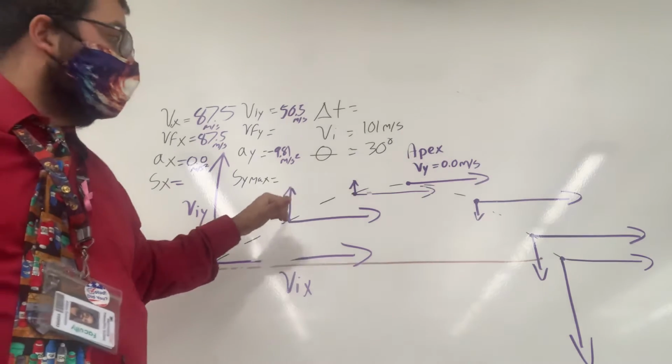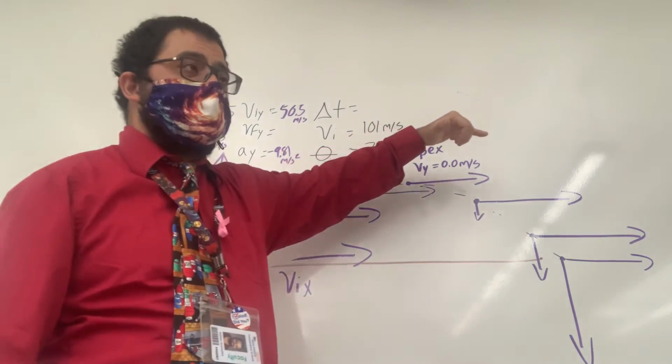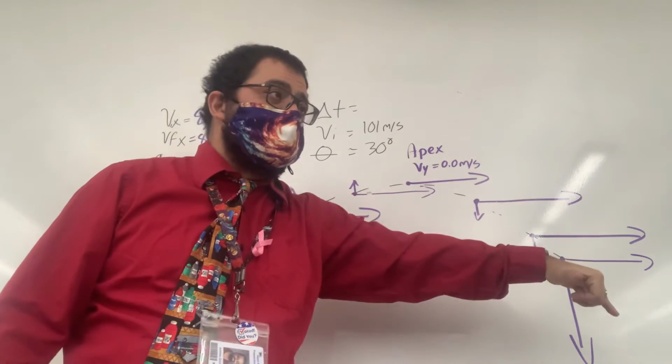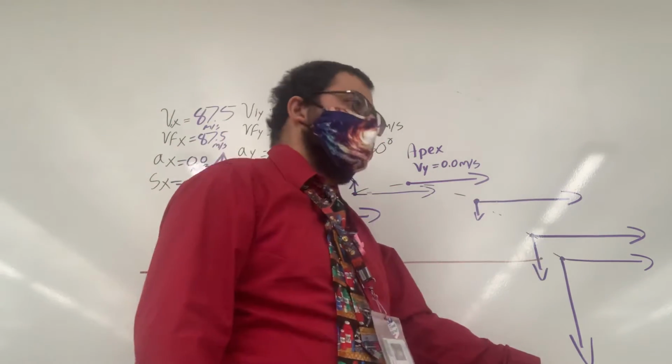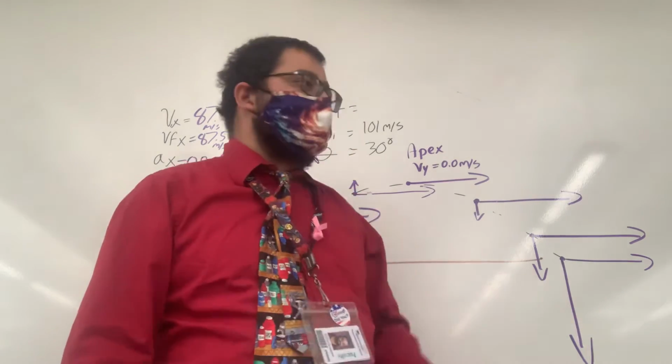Yes? So as she goes up, vertically she slows down, goes over the mountaintop, and then vertically starts to speed up. So what's the value of this one? Wait, are you talking about? Right where she lands.